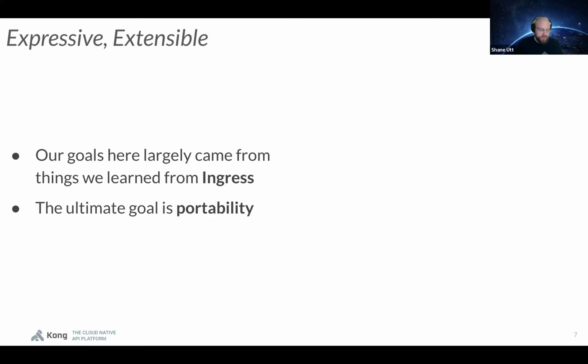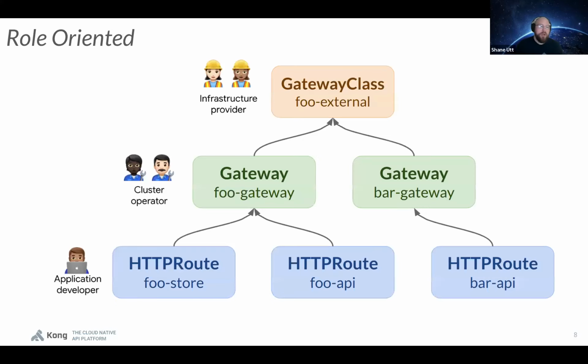So expressivity and extensibility are wrapped up in a goal of portability, and we'll talk more about that in the upcoming slides. As for being role-oriented, ingress was one API. You may have had your implementation provide some other APIs which could influence it or do policy and stuff like that, but ultimately it was ingress. Now we have things like gateway class. Gateway class is something that an infrastructure provider will provide.